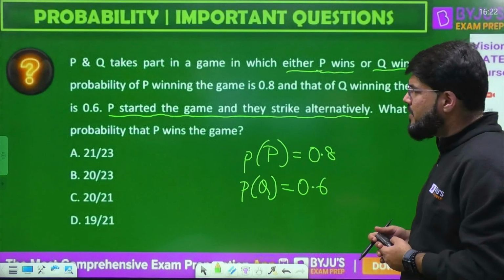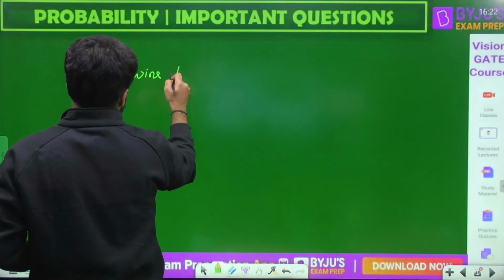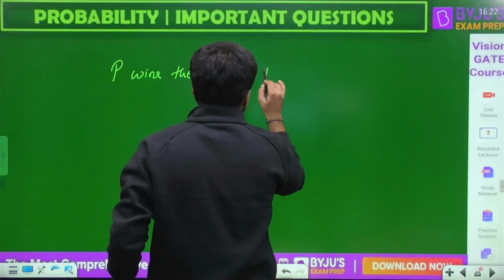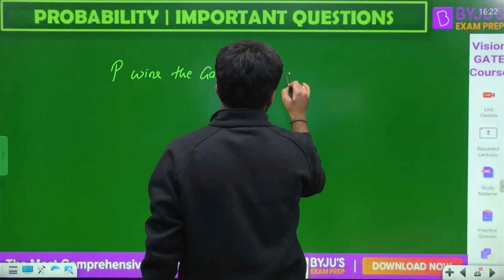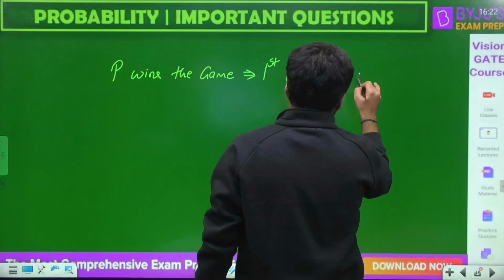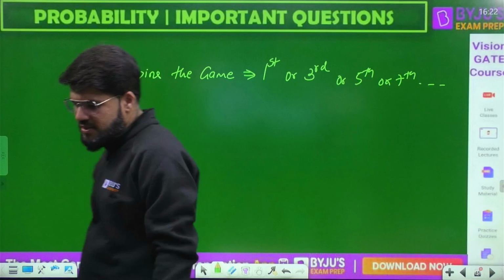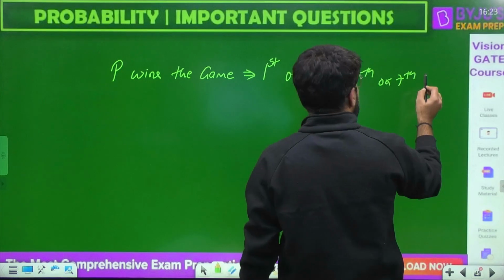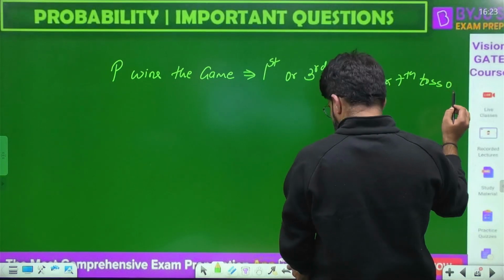So obviously have a look into it. I want the case that P wins the game. How can P win the game? Maybe P wins in the first turn. If not first, then he'll get the third turn because second will be Q. Or he can win in the fifth turn, or maybe the seventh. I cannot say when he's going to win, but these are the possibilities: first, third, fifth, or seventh toss, etc. Odd number of tosses pe woh win kar sakta hai.